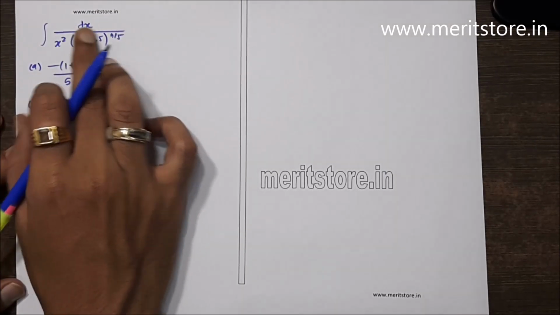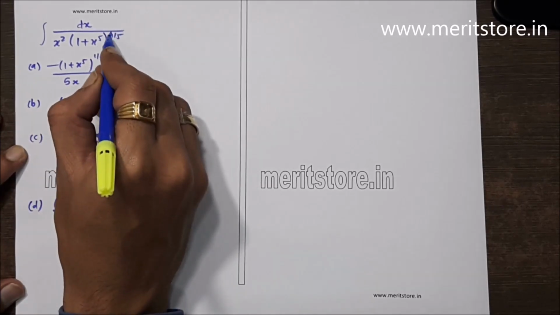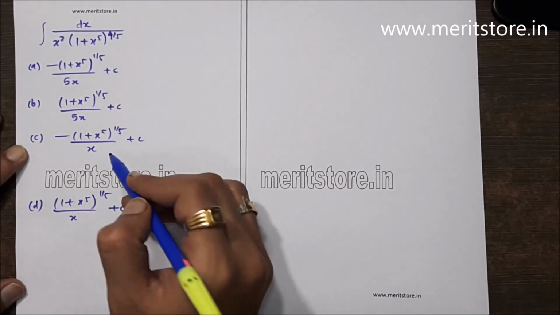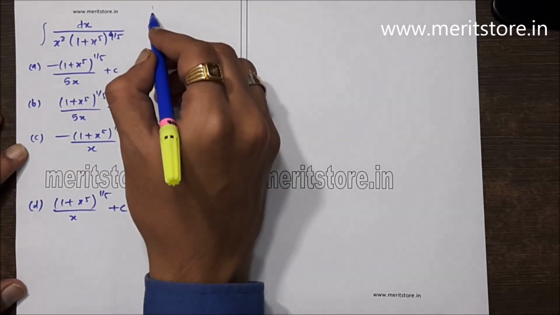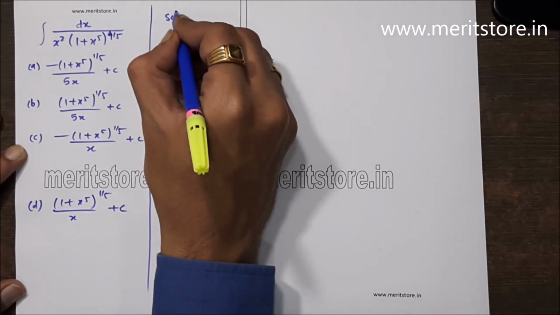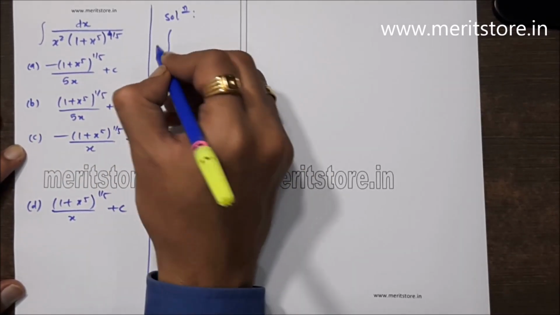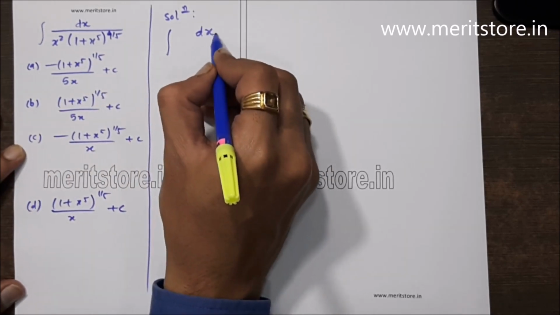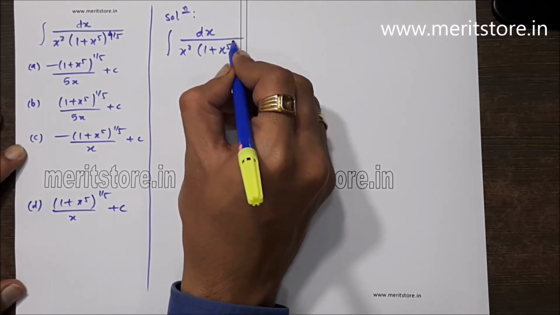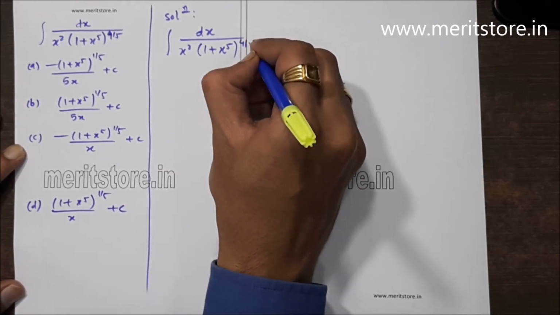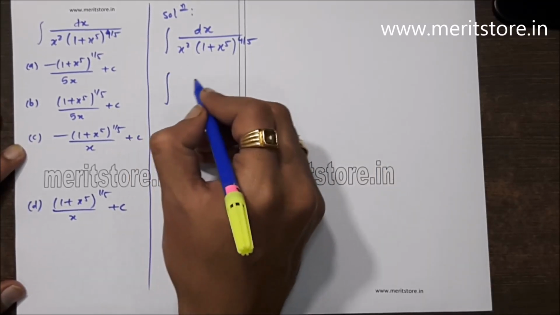Integral of dx upon x square (1 plus x raised to 5) raised to 4 by 5. We have these options where 1 plus x raised to 5 is prominent. Let's see what we do. We'll begin with taking common. We have dx upon x square (1 plus x raised to 5) the whole raised to 4 by 5. I'm taking x raised to 5 common out of this term.